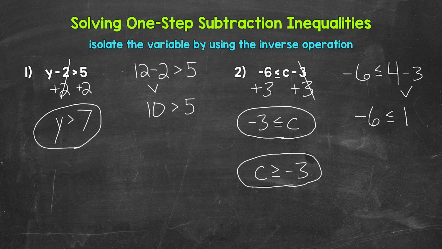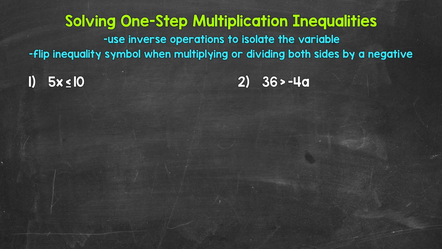So there's our subtraction section. Let's move on to multiplication. Here are our multiplication examples. Let's jump into number 1, where we have 5x is less than or equal to 10. We need to isolate x. X is being multiplied by 5, so we need the inverse operation of multiplication. That's division. So divide the left side of the inequality by 5.